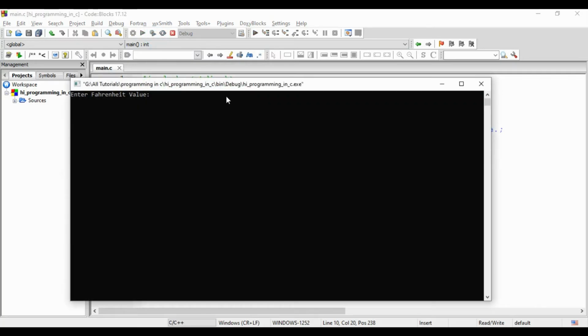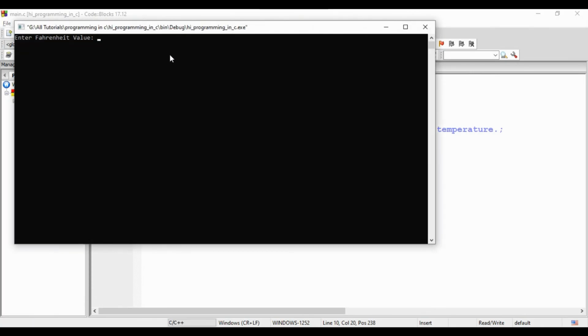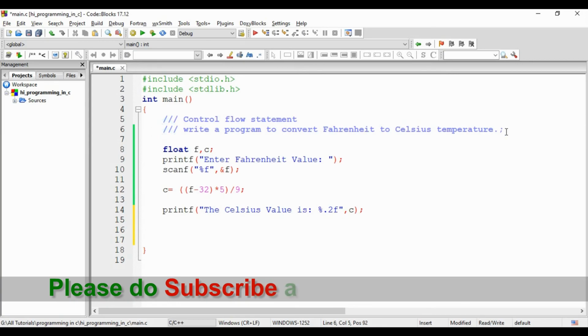Now, usually the human body temperature is 98.4 degrees Fahrenheit. Now what is the Celsius value? For 98.4, the Celsius value is 36. Okay, if I use another, 100 degrees Fahrenheit equals 37.78.